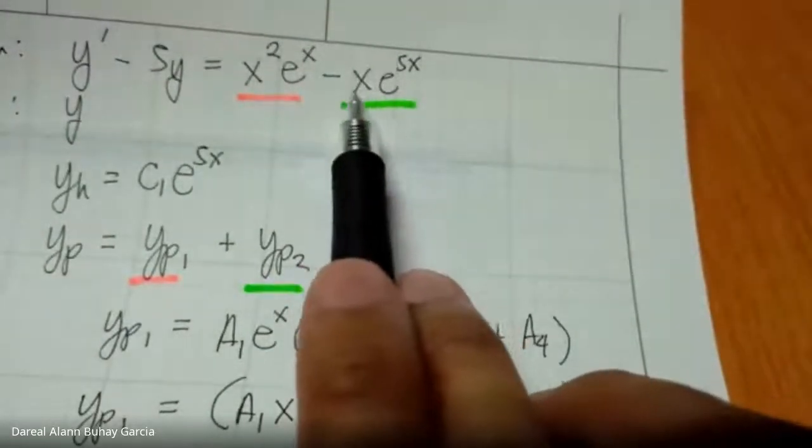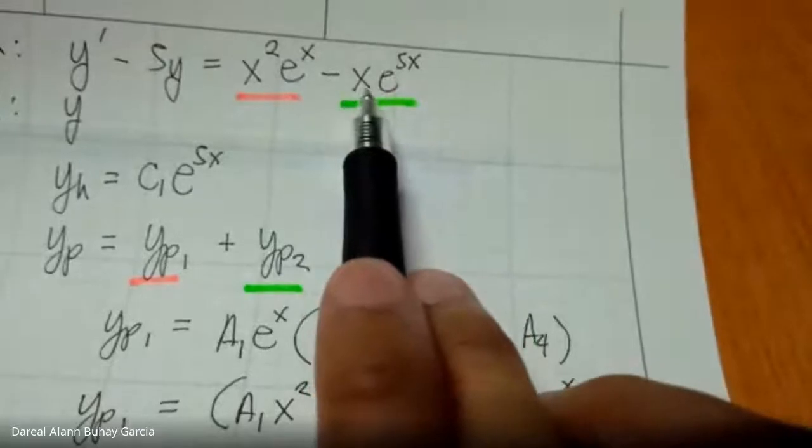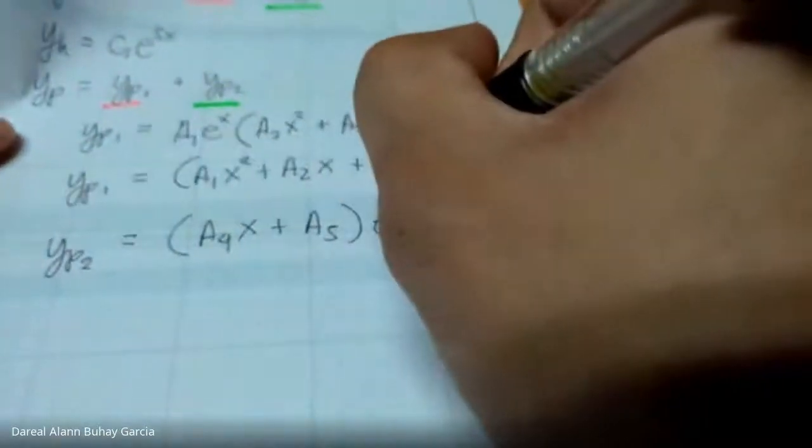Next, that was YP1. Now YP2, whose assumed solution is similar. But because it is first degree, a first degree polynomial, we have A4 times x plus A5, times e to the power of 5x.